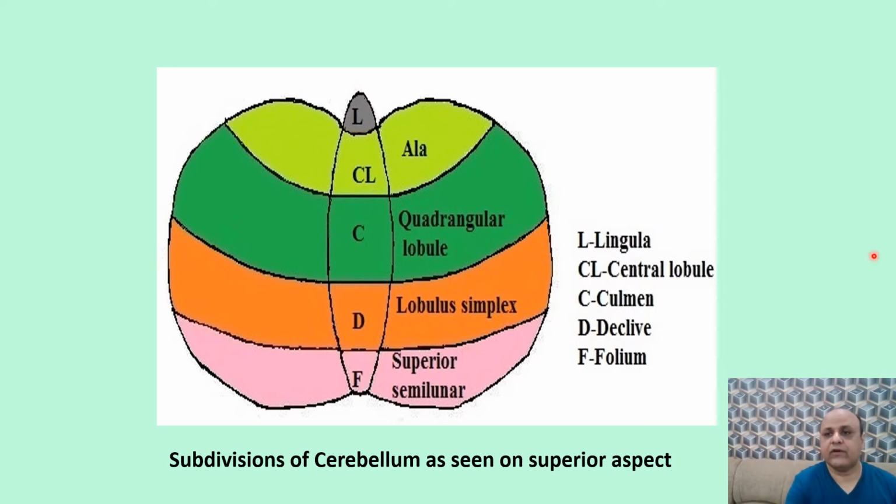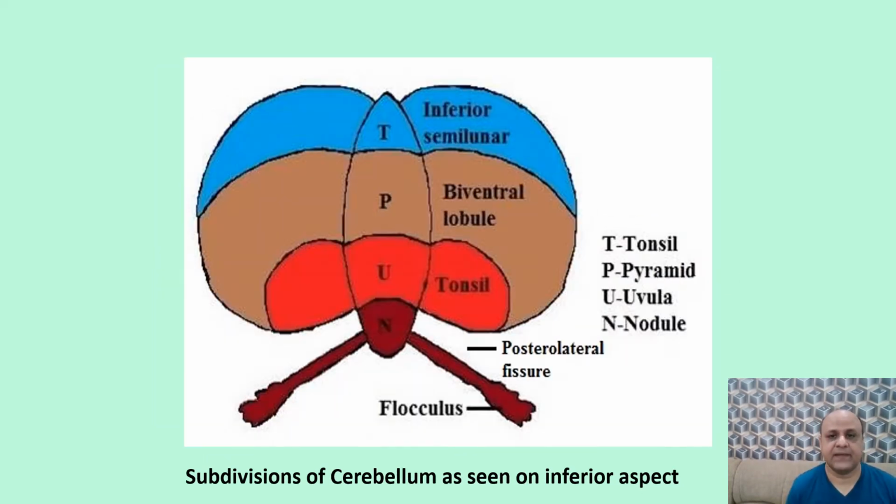So when we look at the cerebellum from the inferior aspect, what do we see? So we had LCCDF there. Then in the vermis, we have TPUN. Okay, so T stands for tonsil, P stands for pyramid, U stands for uvula, N stands for nodule. And for the cerebellar lobes, we have the corresponding parts.